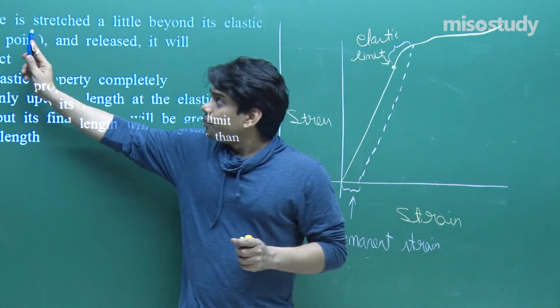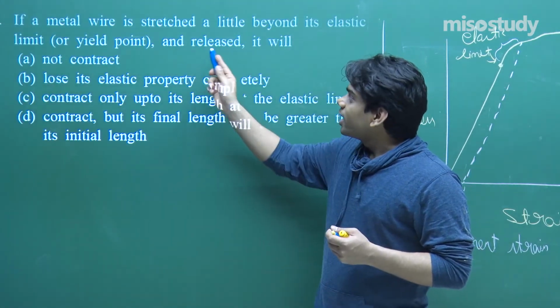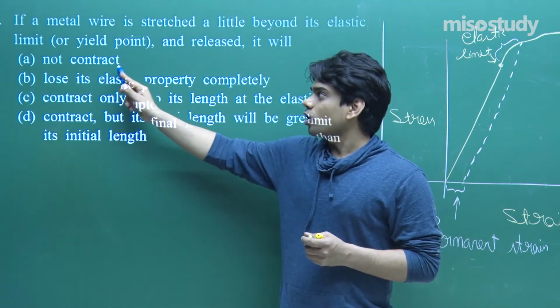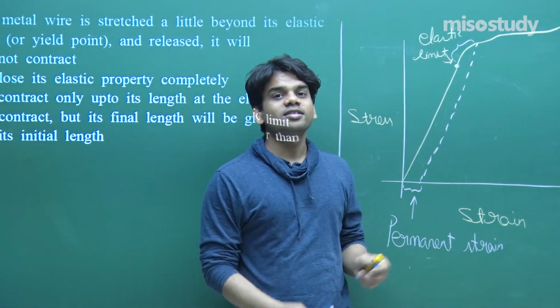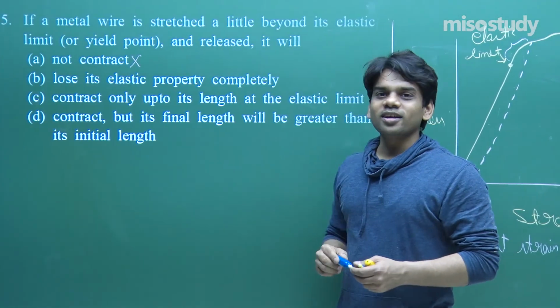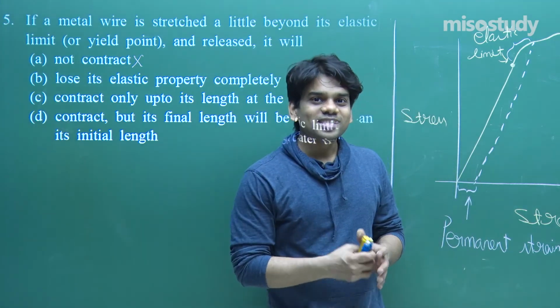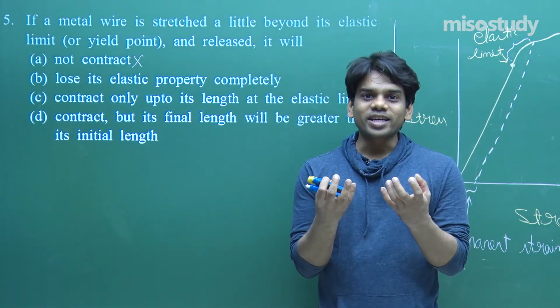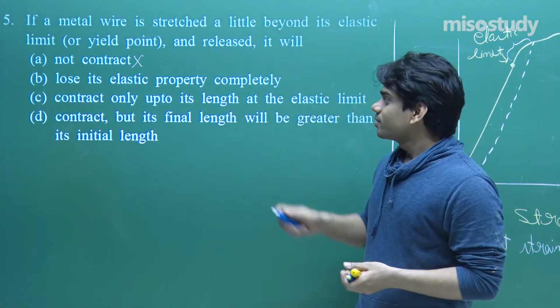You see here, if a metal wire is stretched a little beyond its elastic limit or yield point and released, it will A, not contract. No, it's going to contract. It's going to reach. Incorrect. Lose its elastic property completely? No, it's not losing its elastic property completely, because still it's trying to regain its original shape and size. The resilience property is still maintained.